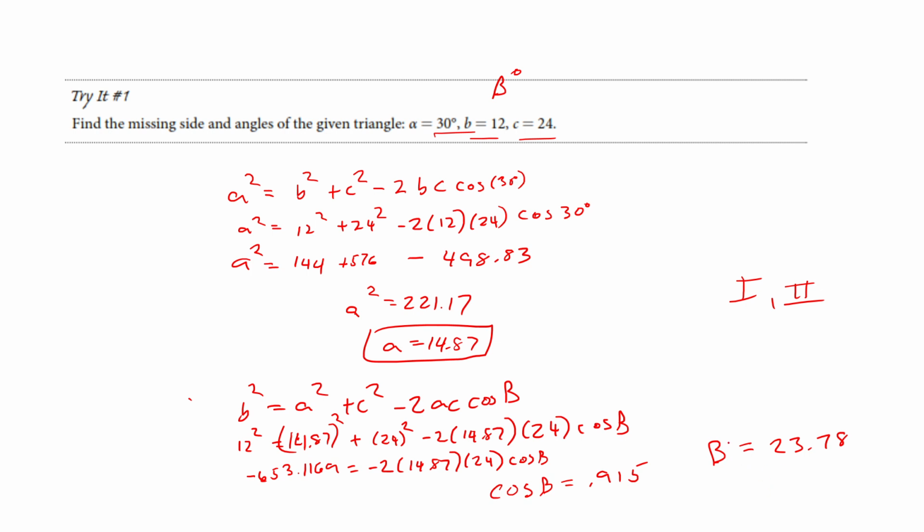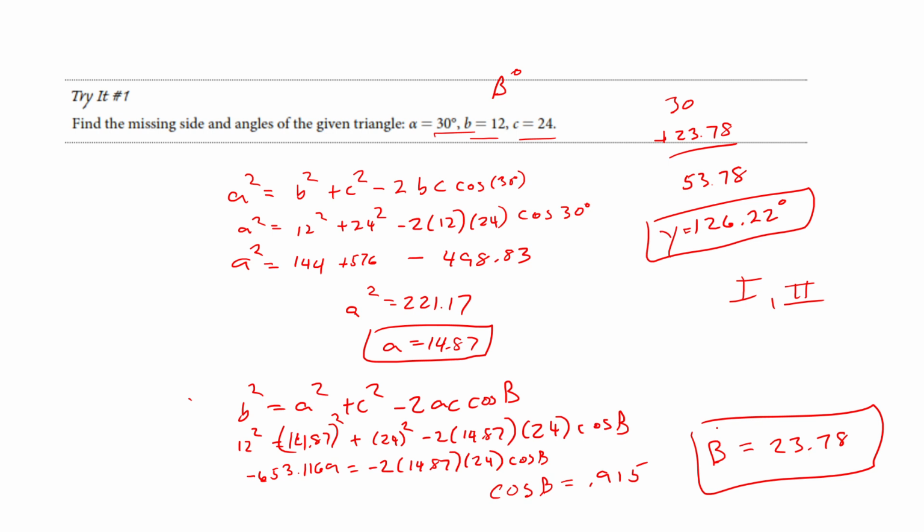To find that remaining angle, I would just do 30 plus 23.78. So this gets me 53.78. Take that away from 180, and I get 126.22, which this book calls gamma. Okay, so I have my 3 sides, I've got my 3 angles, and I've got everything I need.